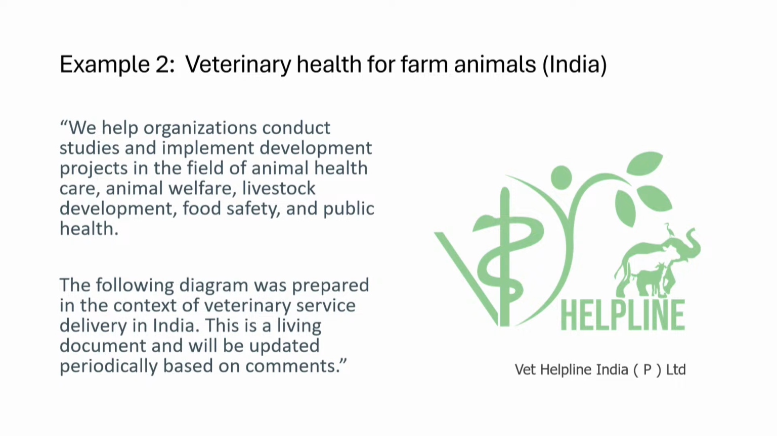And this is a very interesting site. It's the Vet Helpline of India, and their mission statement is to help organizations conduct studies and implement development projects in the field of animal health care, animal welfare, livestock development, and so on. And they prepared a diagram in the context of veterinary service delivery in India. What I find interesting is that the website specifies that it is a living document. So if you go into the website, you yourself can put in further factors that you think are missing, and they get added on in some sort of live way.